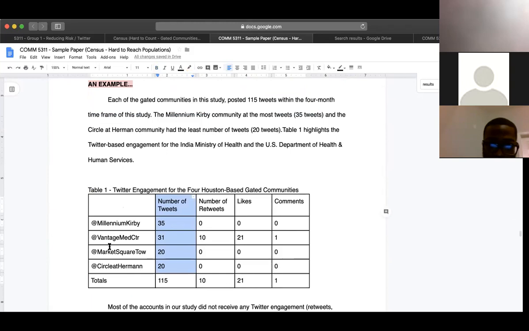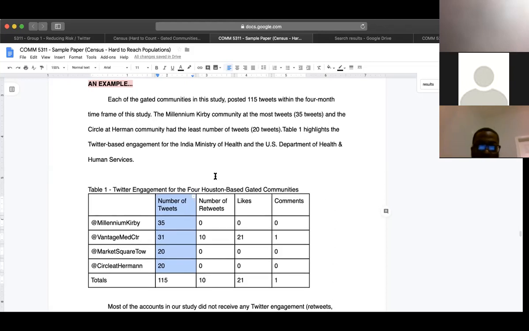So I listed all of it, and the thing is, with the table, some things to keep in mind: at the beginning of this paragraph, it says 115 tweets overall posted by these 4 apartment complexes within the 4-month time frame of the study. Basically you tell them. People like tables, but sometimes tables are very difficult to interpret. Digest it for them. Yeah, you are right on the money.